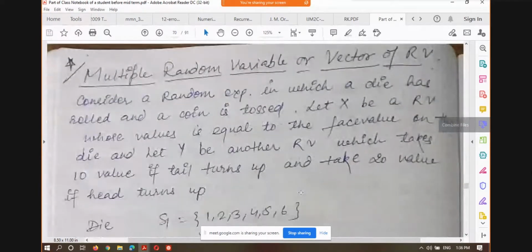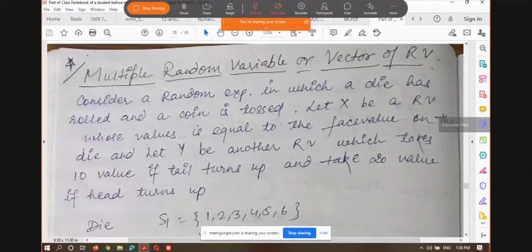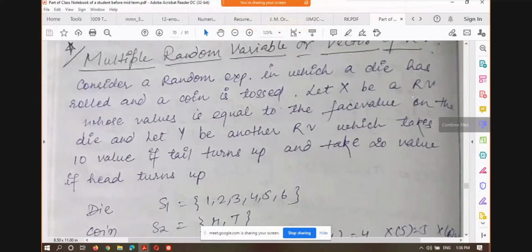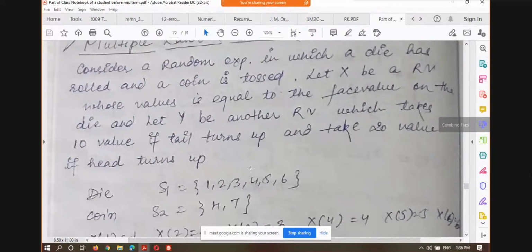Then we go to multiple random variables, or a vector of random variables. Consider a random experiment in which a die is rolled and a coin is tossed. Let X be a random variable whose value is equal to the face value of the die, and Y be another random variable which takes the value 10 if tail turns up and 20 if head turns up.